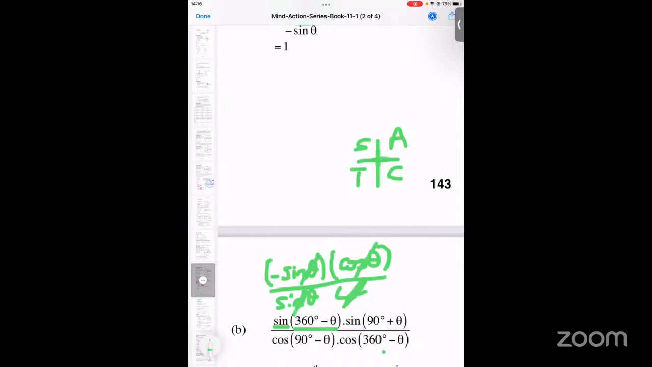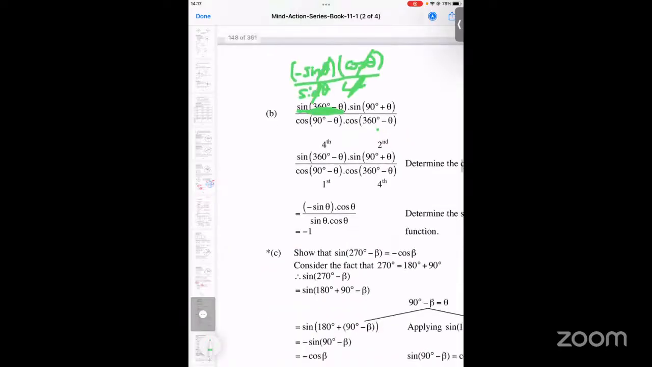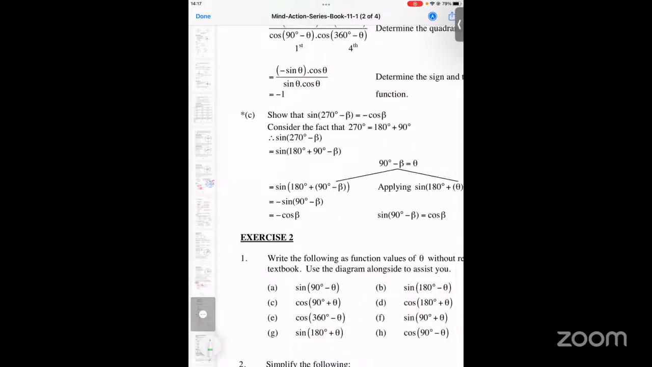Then we have that negative one, isn't it? Yes, sir. So the most important part is knowing which quadrant, whether it is positive or negative, and then whether it changes or doesn't change. Okay. Then it's fine.